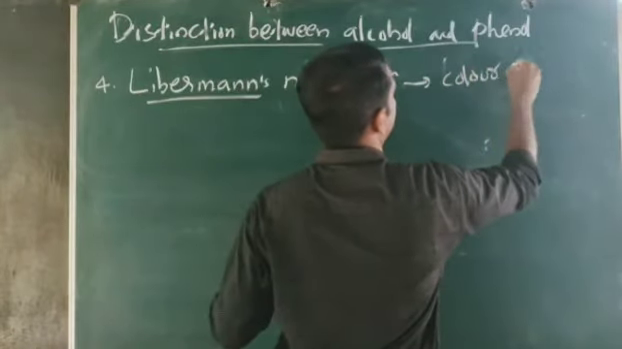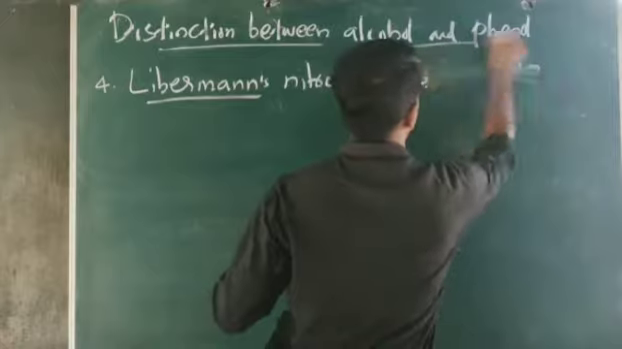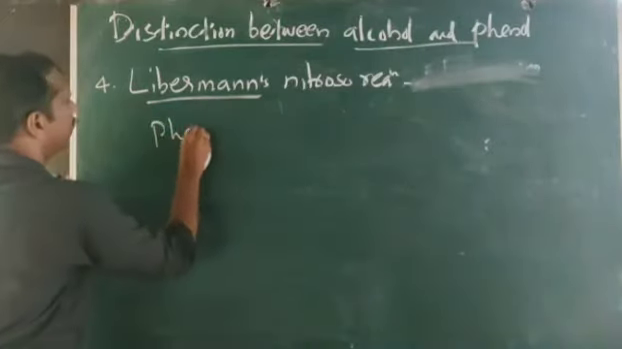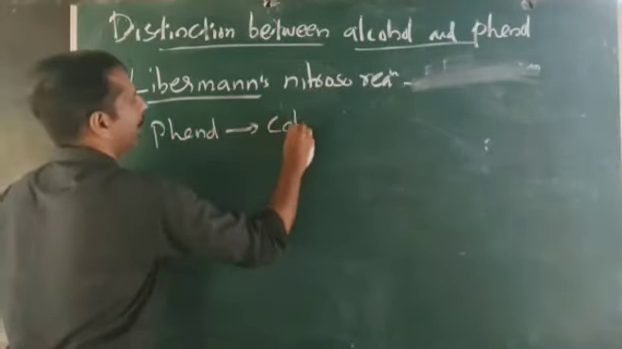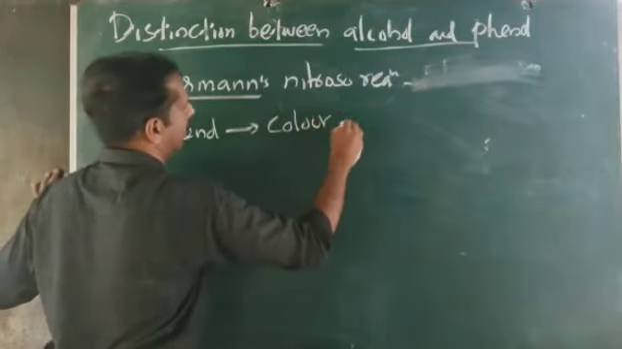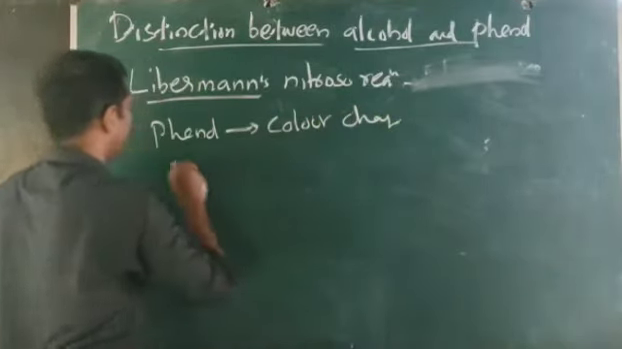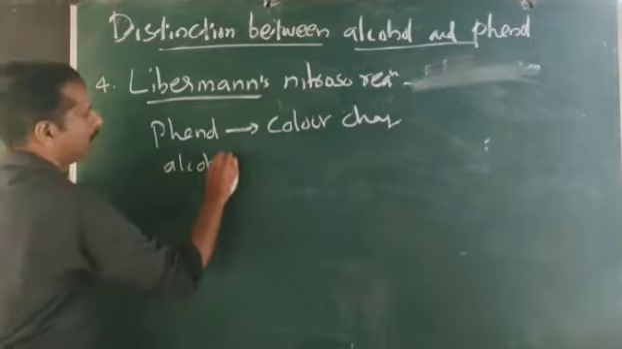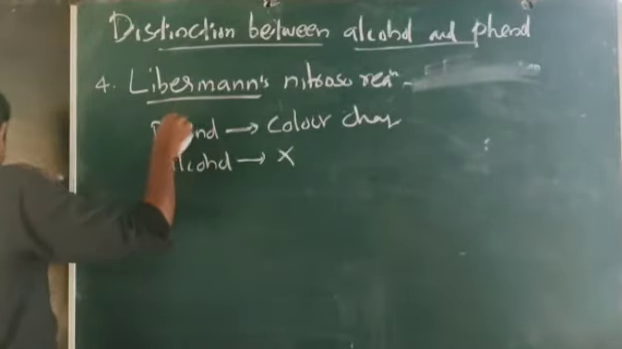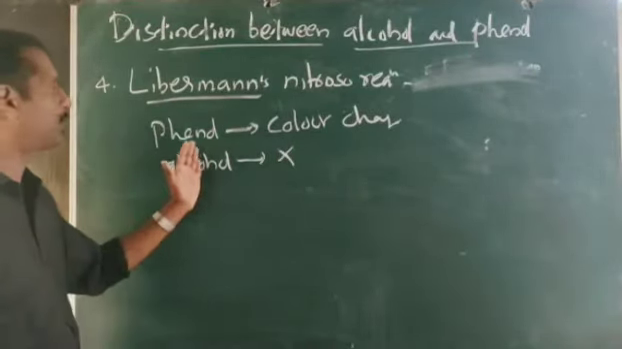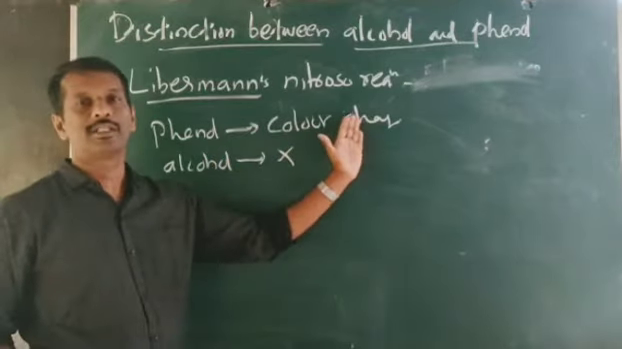test. Phenol will give a color change. Okay, color test, and alcohols will not. Okay, so you have to write what is Lieberman's nitroso reaction. Simply don't write phenol will give a color change. It is not like that.